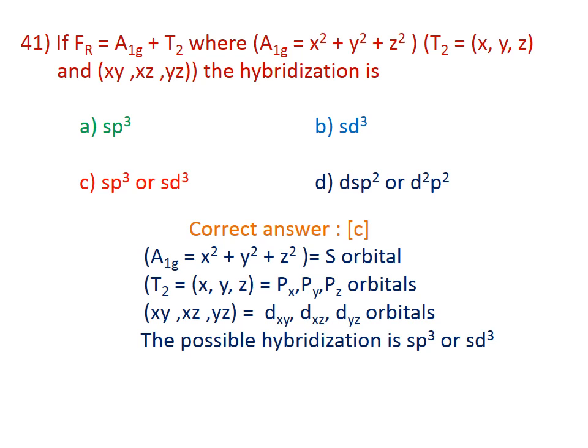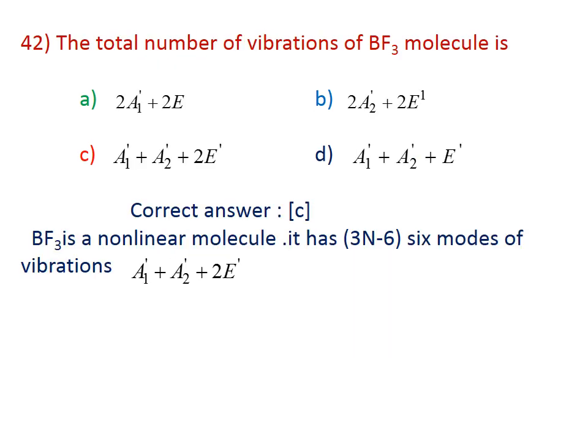Therefore the possible hybridization for this molecule having tau equal to A1g plus T2 may be sp3 hybridization, s plus p3, or sd3 hybridization. But generally, if a molecule has tau equal to A1g plus T2, the possible hybridizations are sp3 or sd3. The correct answer for this question is 42.